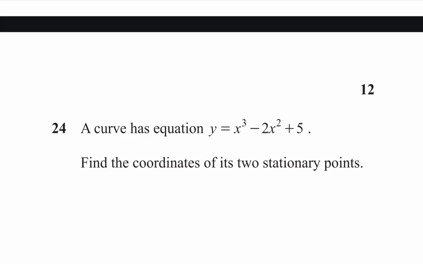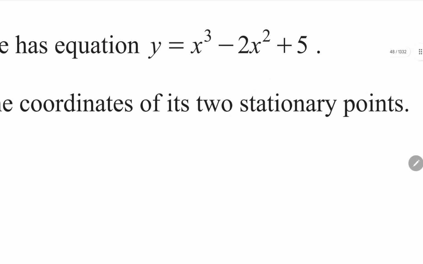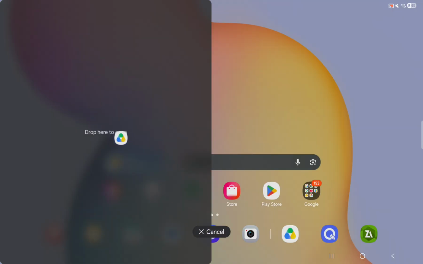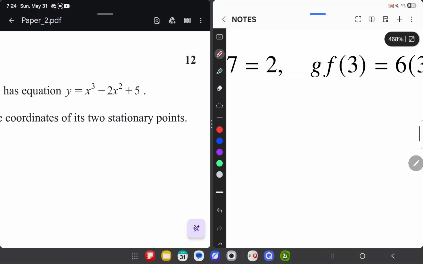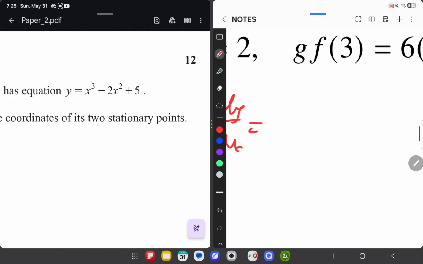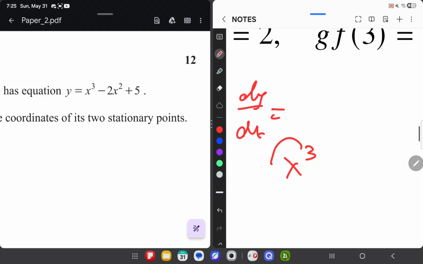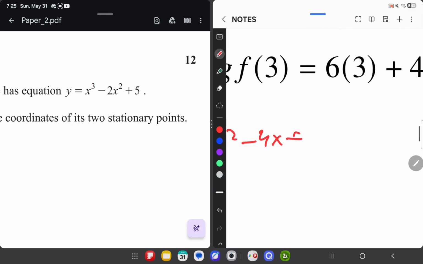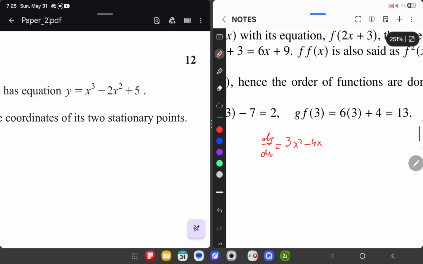A curve has the equation this. Find the coordinates of the two stationary points. So we first find dy/dx. Now we drop the power and minus 1. So this is 3x squared. Negative 2x squared, we drop the power and minus 1, so this is minus 4x. Remember, we multiply by the old power and subtract 1 to get a new power. And plus 5, it's a constant, we remove it.